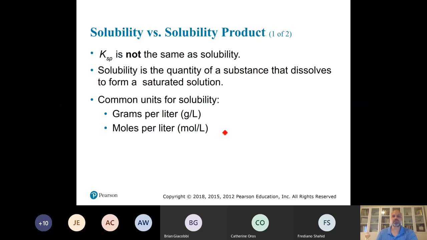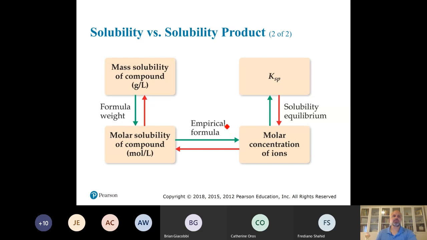For when we're talking about solubility, they are concentration units. Let's compare and look at the difference between the two. When we're talking about solubility versus the solubility product constant, our Ksp is over here on the right, and the mass solubility of the compound is over here on the left.